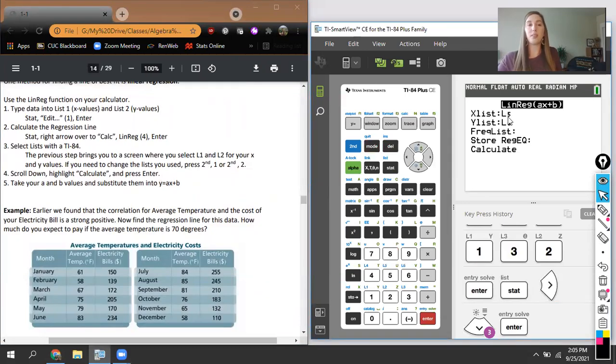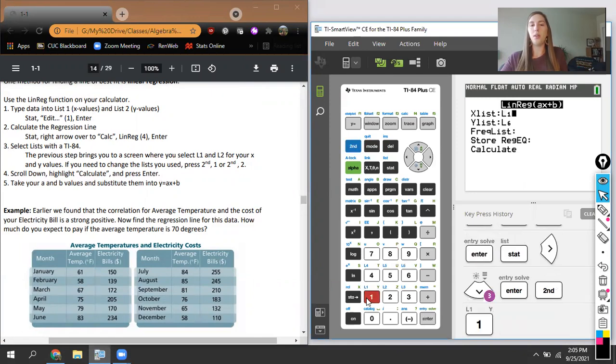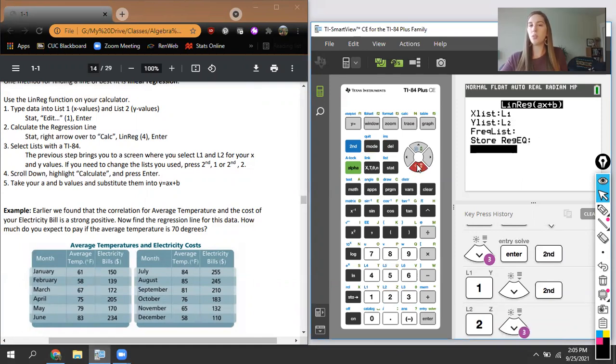Now your calculator probably says list 1 and list 2, but mine I had changed previously, so I need to change it back to the default. So notice here that says select lists with the TI-84. If you have a different calculator, you might have a different screen, but the TI-84 allows you to set up what list you want to use. So if your list does not say list 1, I want you to hit second and then 1. Notice that the blue words right here say L1. This one says L2. So the next one, I'm going to hit second 2, and that's going to give me list 2. Now, frequency list and store regression equation can stay blank. You do not need those. And you're going to scroll down all the way and hit calculate.